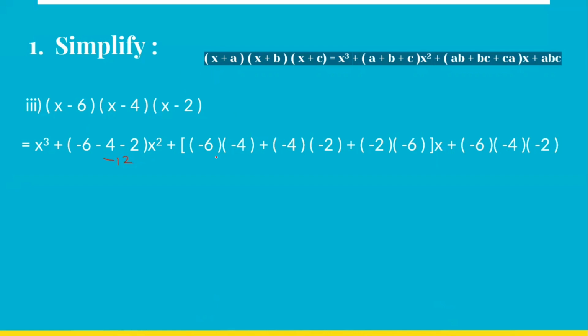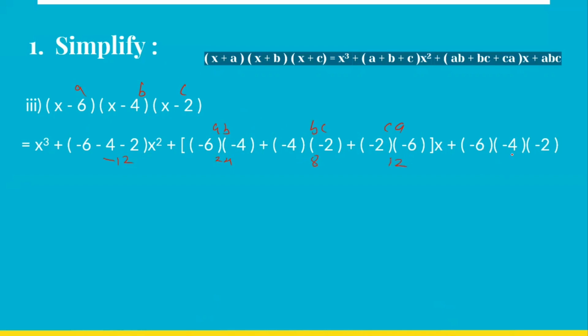Minus 6 into minus 4 is going to be positive 24. Minus 4, this is your a, this is your b, and this is your c, remember. So this is your ab, bc, and ca again. So minus 6 into minus 4 is positive 24. Minus 4 into minus 2 is positive 8. Minus 2 into minus 6 is positive 12.